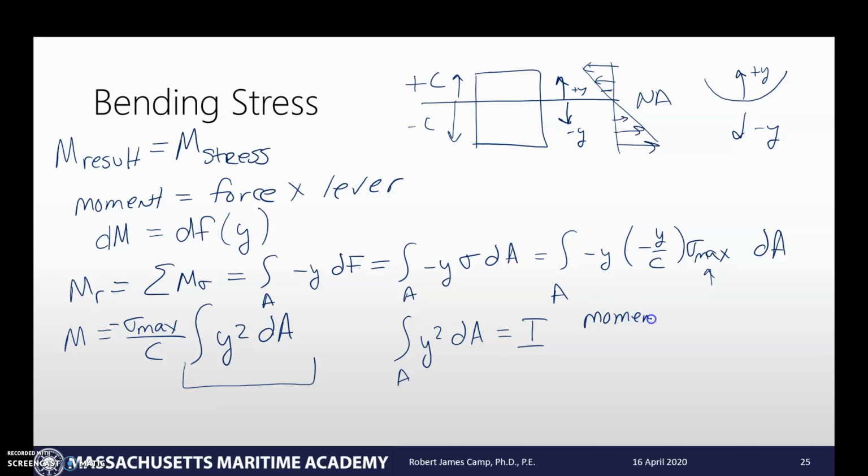So moment of inertia of the cross-section. A moment of inertia of a cross-section is something that you will look up. You can look it up in a book. You can calculate it out using the parallel axis theorem.